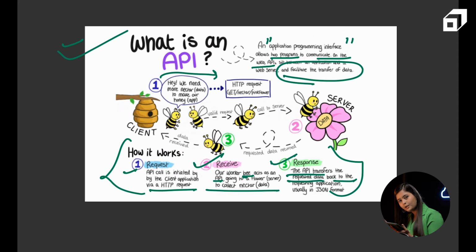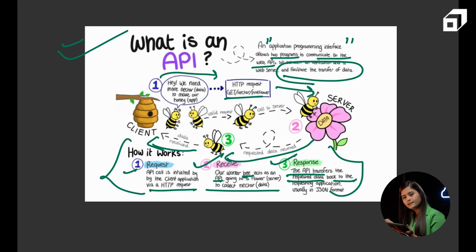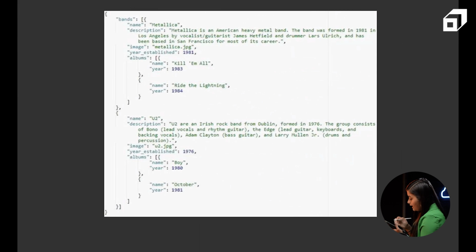Once you make the HTTP request, like here it is, get nectar. We can do get music, get clothes, anything, right? And then from the server, the API collects the data, and finally it is shown to us, the client. Awesome. This is JSON format.